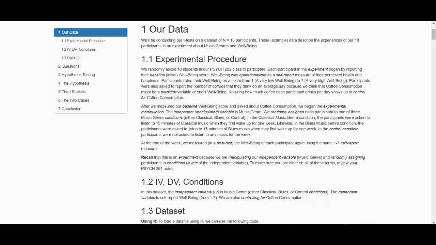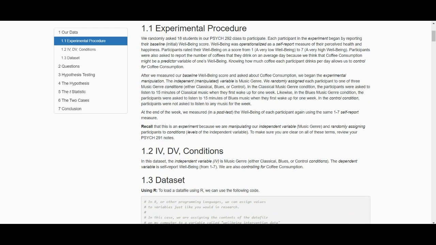So in this tutorial, like I said, we're going to be looking at t-tests. And ideally, you'll have just learned t-tests in Psych 292 by the time you're watching this. I've created just a fictional data set for this tutorial. Hopefully it'll be interesting enough and engaging enough for everyone to be able to follow along well. And we'll run some stats on that. So we'll be conducting t-tests on a data set of 18 participants. These example data describe the experiences of our 18 participants in an experiment about music genres and well-being.